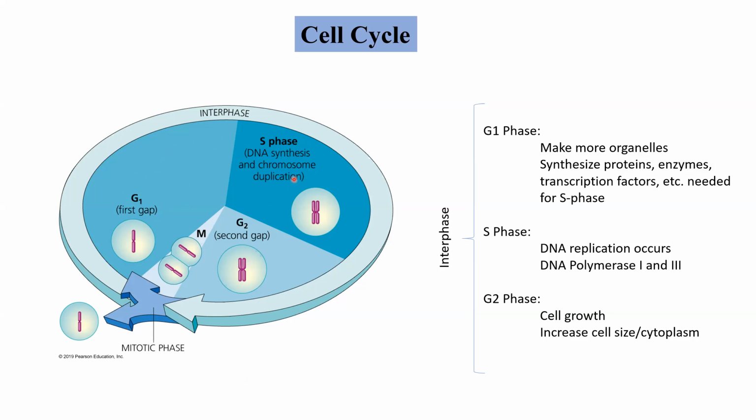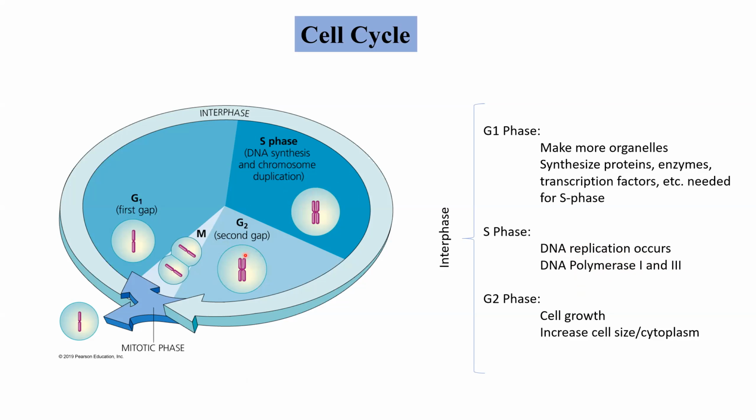So in the S phase, you have DNA replication occur. So this is going to be DNA synthesis and chromosome duplication. Here you also need the generation of DNA polymerase 1 and 3. They're going to be very important in DNA replication. There's also a bunch of other enzymes that are important. You have helicase, primase, all sorts of things that are required for DNA replication. And we're going to go into DNA replication in more detail later on.